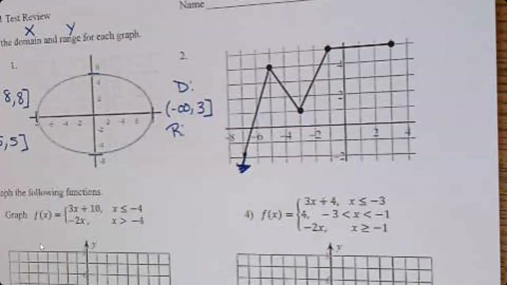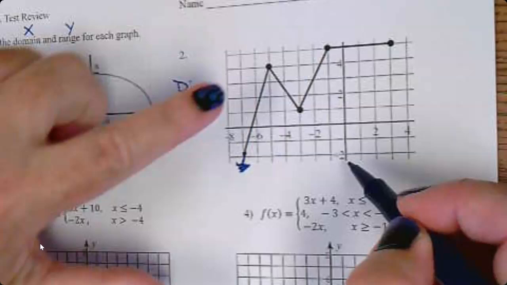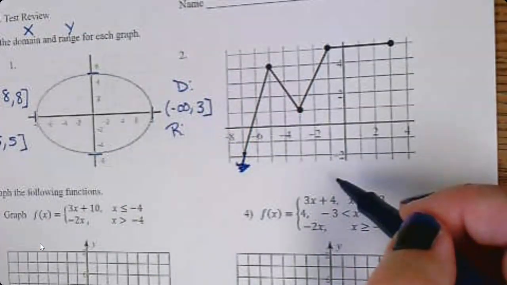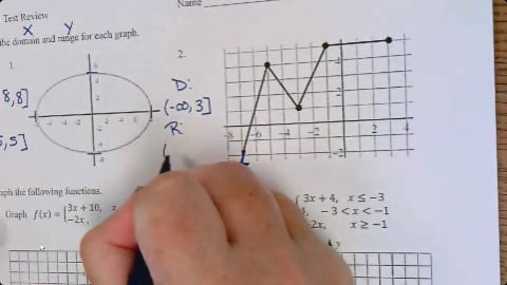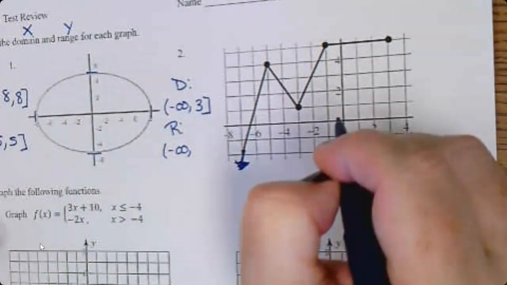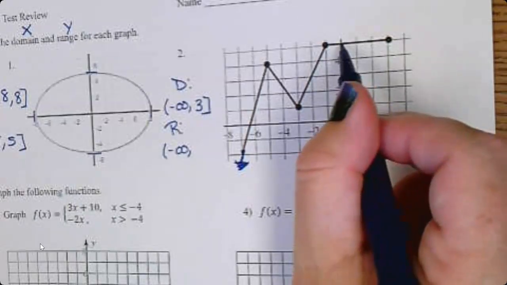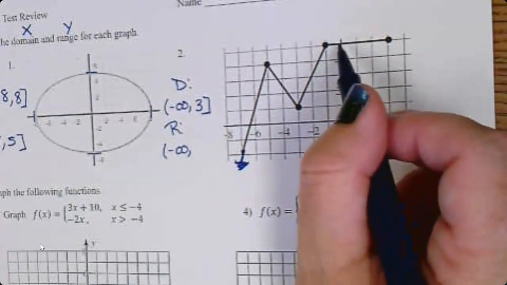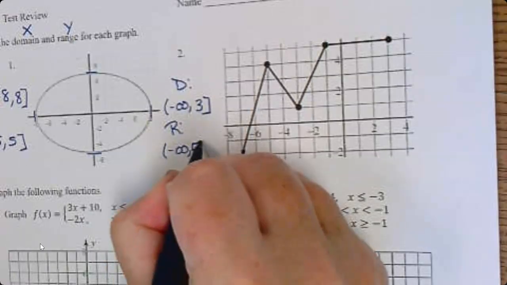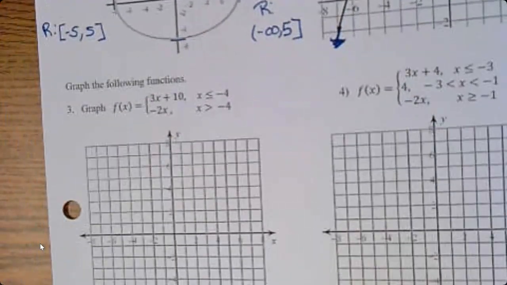Okay, range. Does it cover all the negative y values? So remember, we have that arrow, it's going down forever. So yes, it's going to cover all my negative y values. Does it cover all my positive y values? And the answer is no, it stops right here, and that looks to be about 5. And you're done. Yay. Okay, number 3.